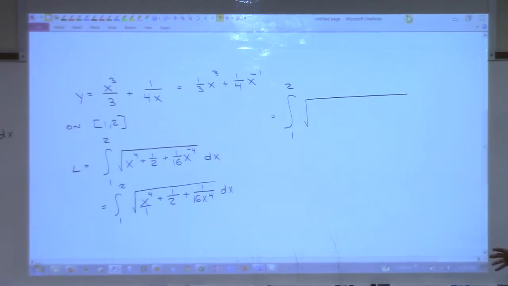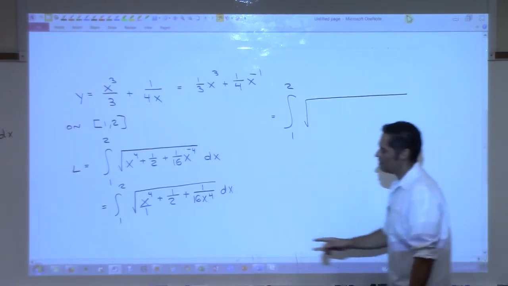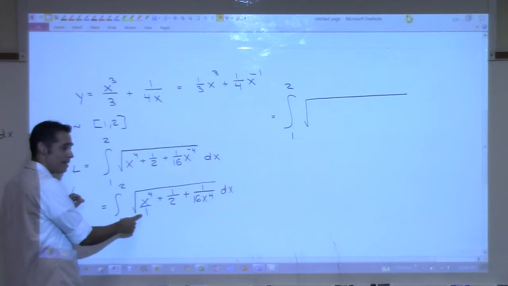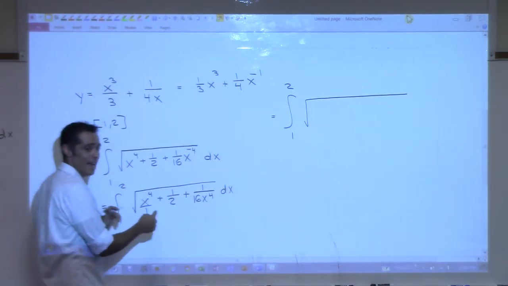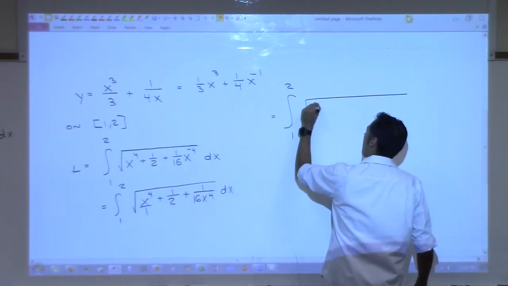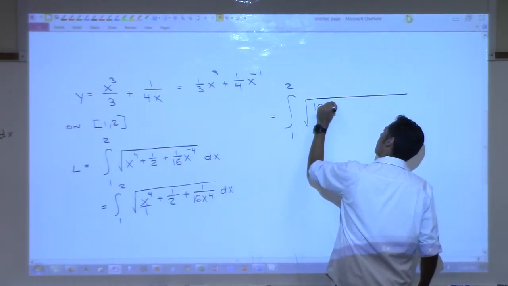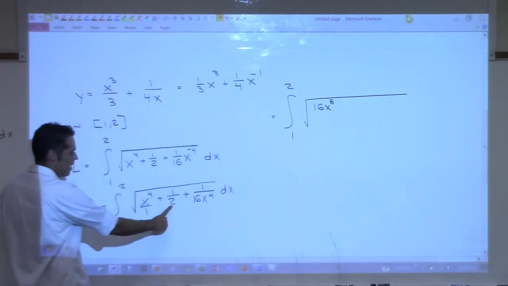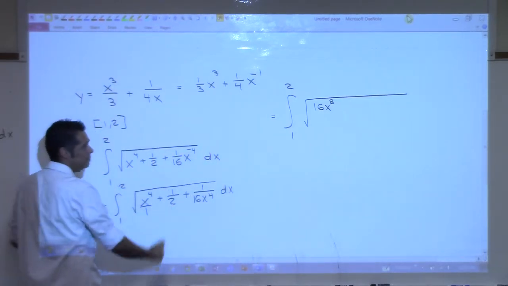Okay. What's my common denominator? 16x to the 4th, right? So this first one, I'm missing a 16x to the 4th, so I have to multiply top and bottom by 16x to the 4th. So that's going to give me a 16x to the 8th on top there. Right? And then what is this one missing? 8x to the 4th, top and bottom.